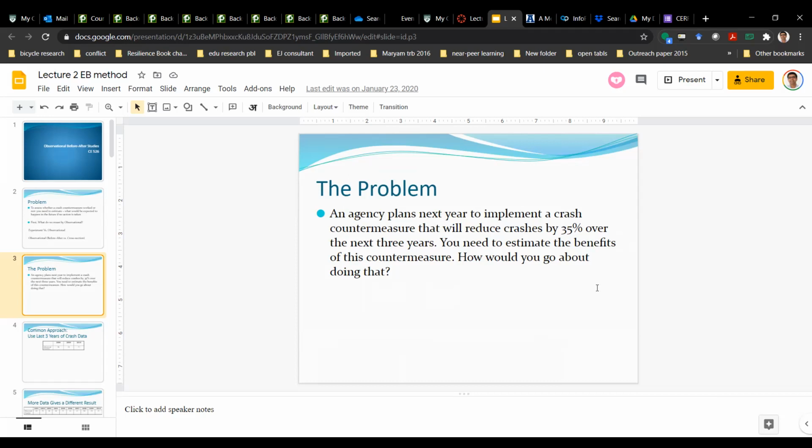So let's say an agency implemented an improvement. They were expecting 35% crash reduction. And let's say once they implemented it, did they actually achieve it? That's the question you're trying to answer. Okay, so that's the context of this lecture.